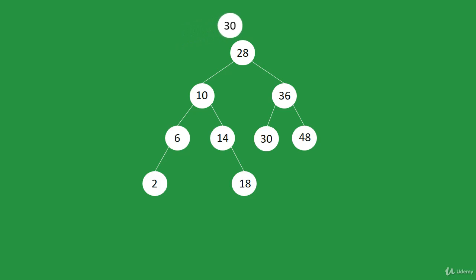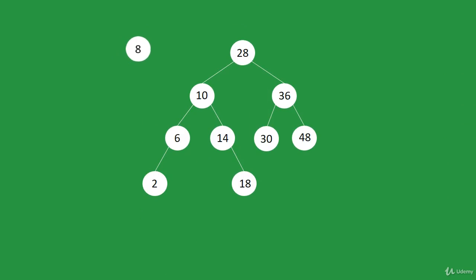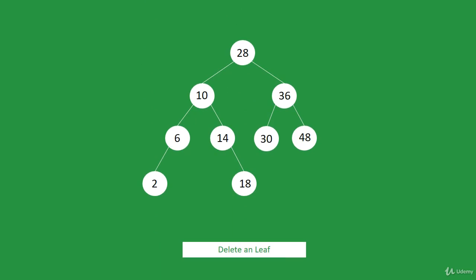Let's find 30. We start at the root and go right. Then we go left and we found 30. Let's try to find 8. Once again, we start at the root and go left. Since 8 is smaller than 10, we go left. Since 8 is bigger than 6, we go right, but 6 doesn't have a right child, so 8 is not in this tree.